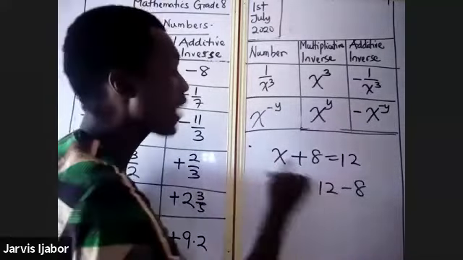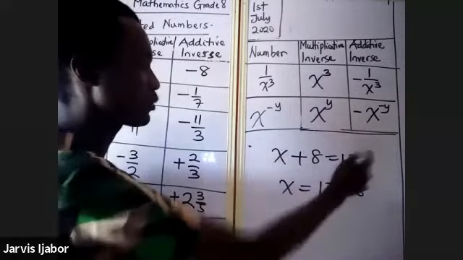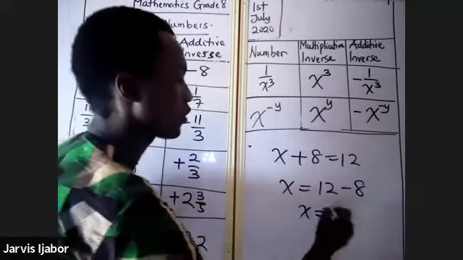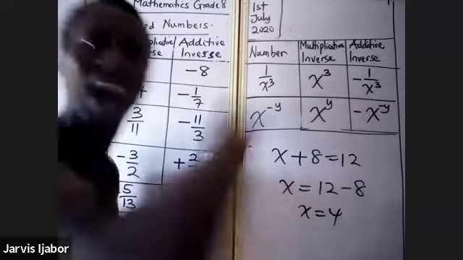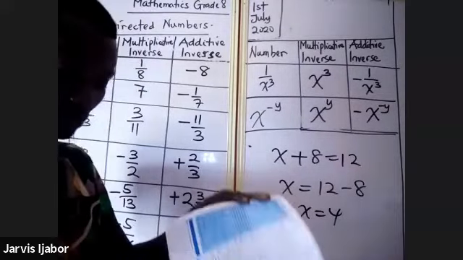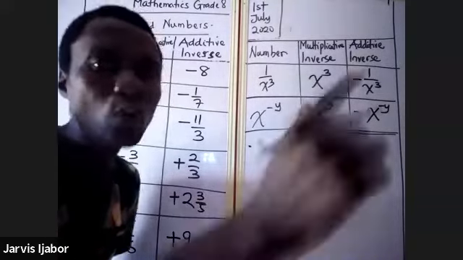What you are doing is that you add this additive inverse. So x plus 8 will be equal to 12 minus 8, and x will be equal to what? 4. What you are doing is that you're adding the additive inverse to the other side. So you see that in seconds you have cleared the problem.